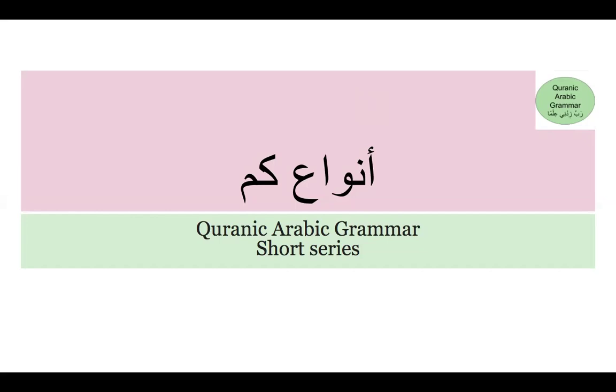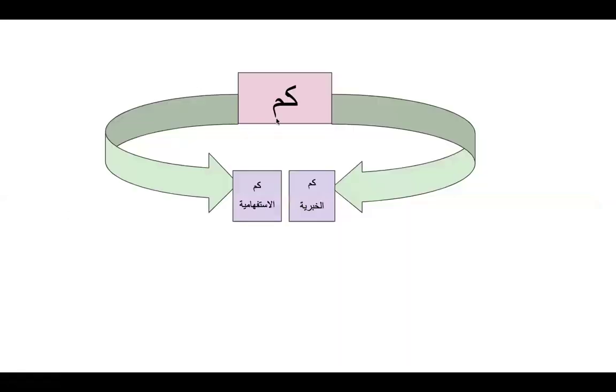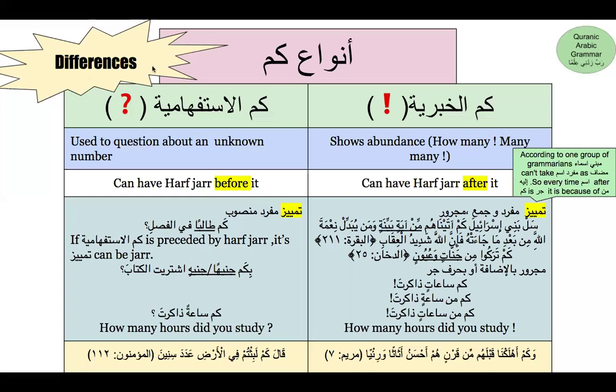Today we are going to learn أنواع كم, types of kam in the Quran, in this short series. Kam is of two types. It can be kam al-khabariyya or kam al-istifhamiyya. So there are two types of kam that we are going to learn today, which will include kam al-khabariyya and kam al-istifhamiyya. Let's learn how they are different from each other.